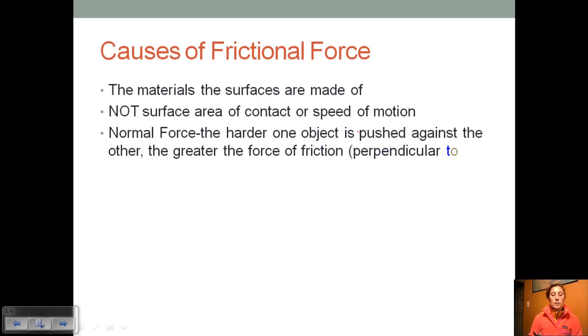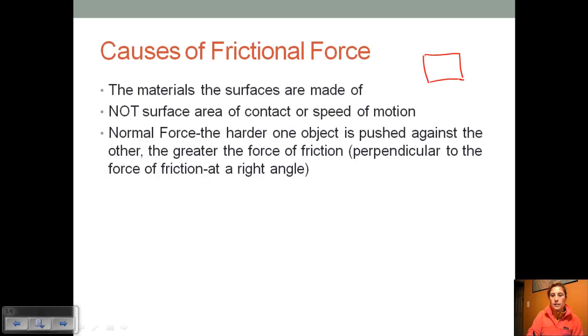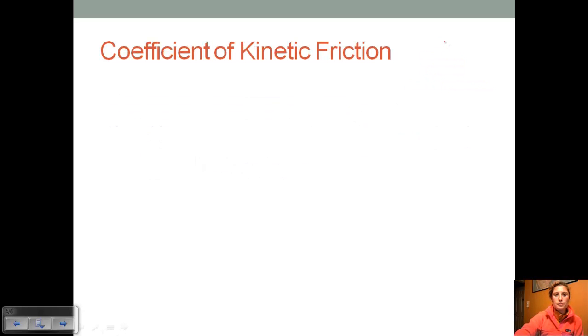So we've already talked a little bit about normal force. Remember, let's say we have an object sitting on a surface. And remember, the normal force is perpendicular to the surface of contact. So the harder one object is pushed against the other, the greater the force of friction. And because the normal force is perpendicular to the force of friction, normal force and force due to friction are always at right angles to each other.